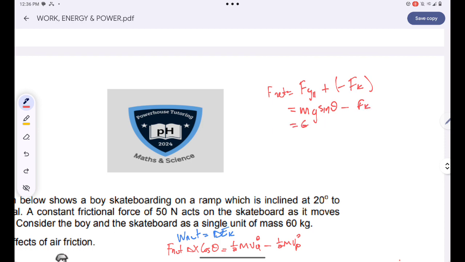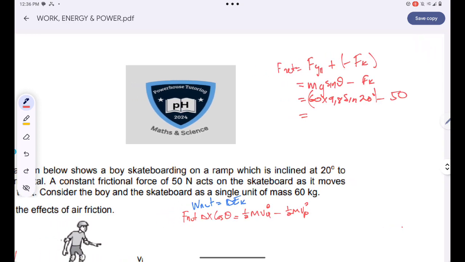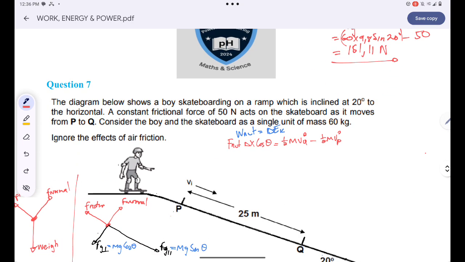Mg parallel, I can get it by saying mg sine theta minus the frictional force. Mg sine theta, that's 60 multiplied by 9.8 sine 20 degrees minus 50 newtons for the frictional force. So I'll simply say 60 multiplied by 9.8 multiplied by sine of 20 degrees minus 50. This will give me 151.11 newtons. All right, together. So I do know that the value of my resultant force is just 151.11 newtons.